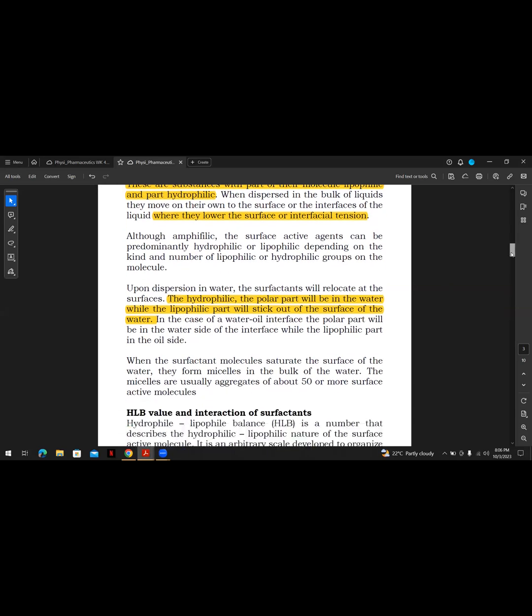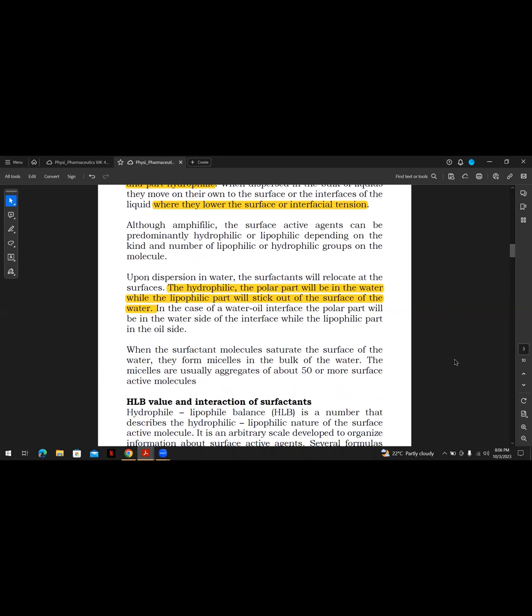I hope it's making sense. So in the case of a water-oil interface, the polar part will obviously be on the water side, while the lipophilic part will be on the oil interface. Okay? So when the surfactant molecules saturate the surface of the water, they form micelles in the bulk of the water.